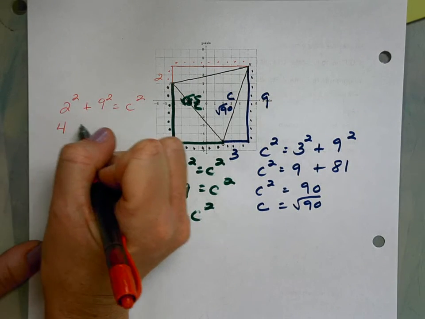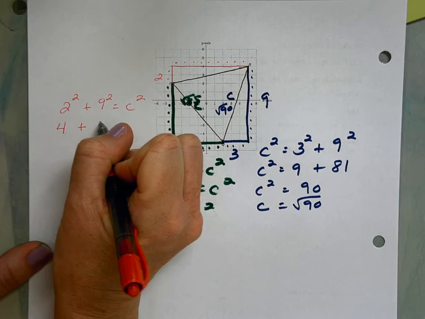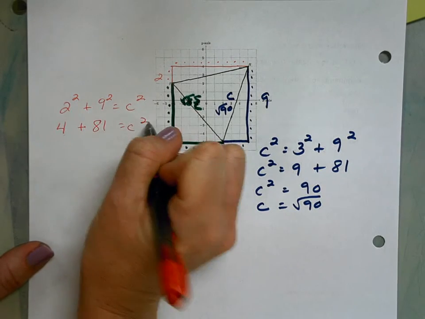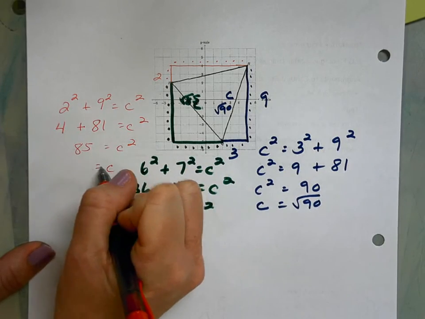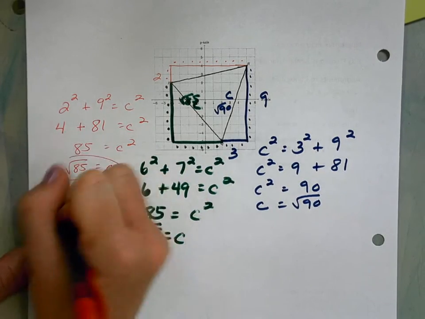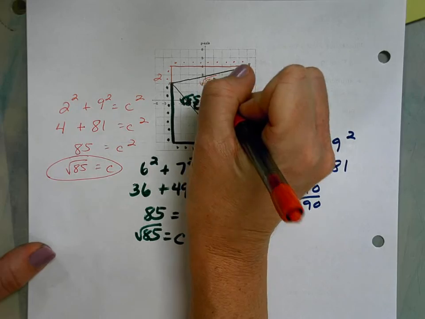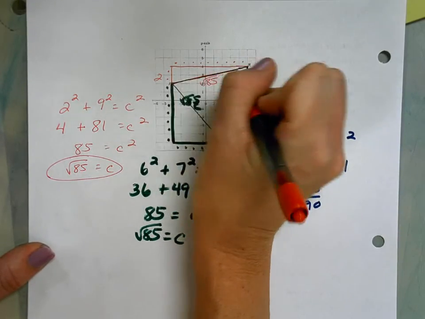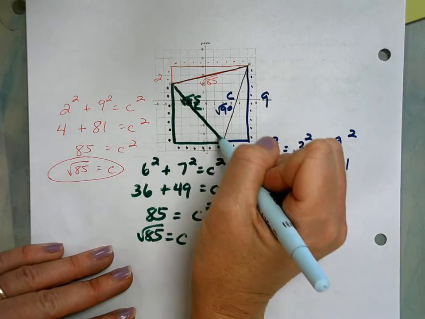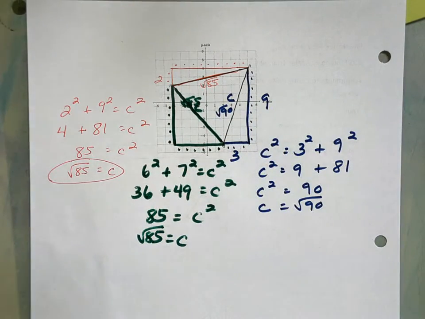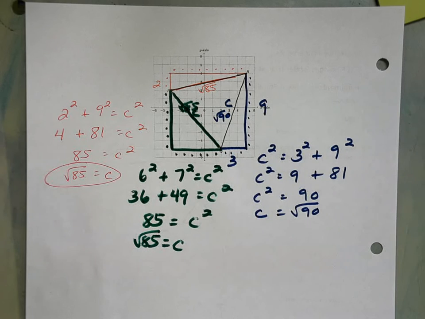2 squared is 4, 9 squared is 81, so look at that. C squared equals 85, so C is the square root of 85, which means these two sides here, my red side and my green side, have the same length, which means this triangle is isosceles. I hope that helps with your homework.